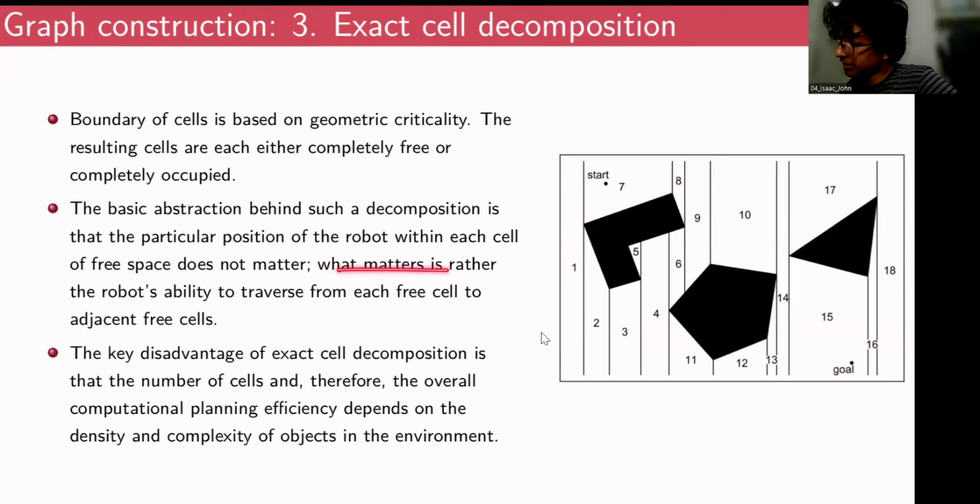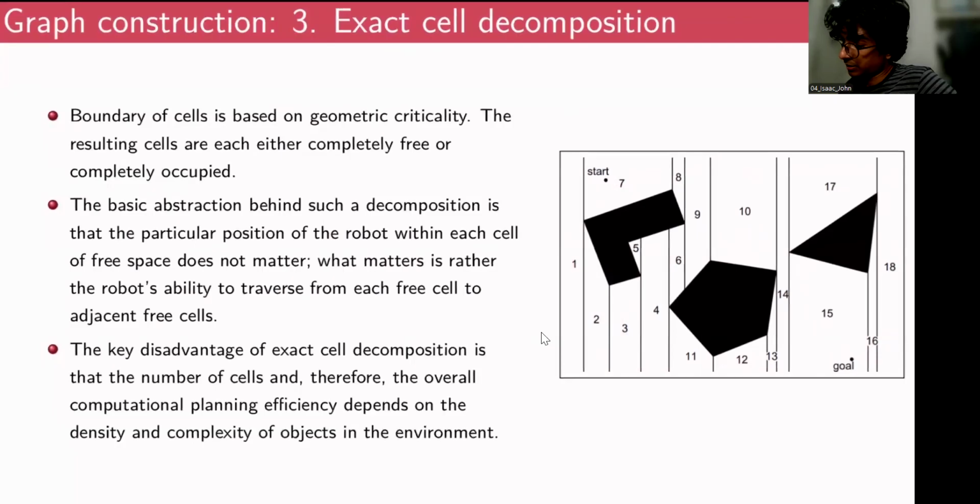Right? What matters is rather the robot's ability to traverse from each free cell to the adjacent free cell. So as long as the robot can successfully navigate from one free cell to the adjacent free cell, this is all what we actually want. Right? It can move in many ways. It can go like this, like this, like this, like this. Many possible options are possible, right? So then what is next?